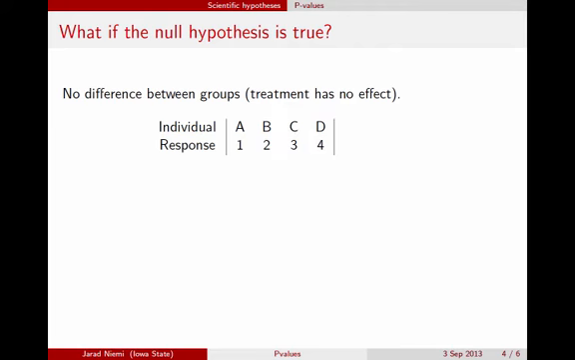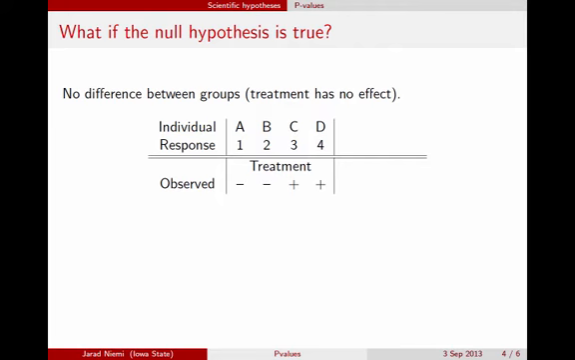And now let's say we randomly assigned treatments to the 4 individuals. We would have done this before we actually observed the response. But in this case, what we randomly assigned is individuals A and B to the treatment negative, and C and D to the treatment positive.